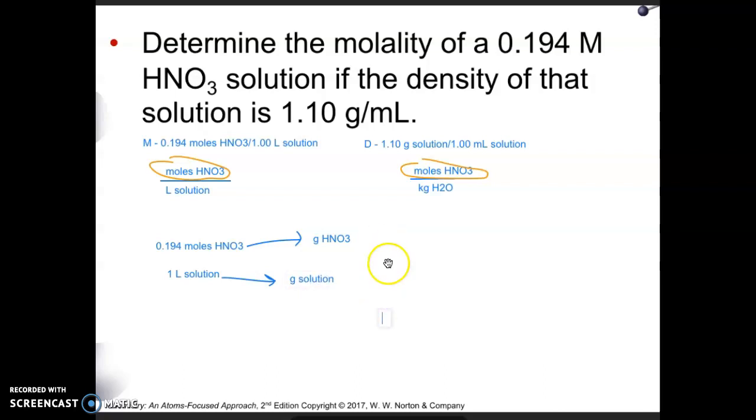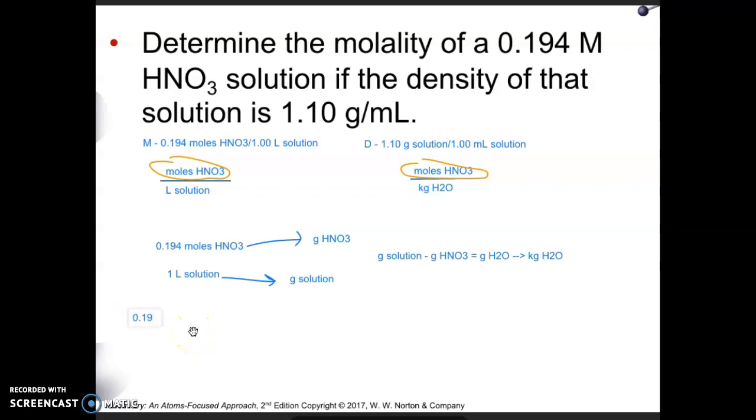And so if I know the grams of solution and the grams of nitric acid, grams of solution minus grams of nitric acid would give me grams of water, which I could then convert to kilograms of water for the denominator. And so that's exactly what I'm going to do. I just need to do a couple of conversions to help me get to this spot.